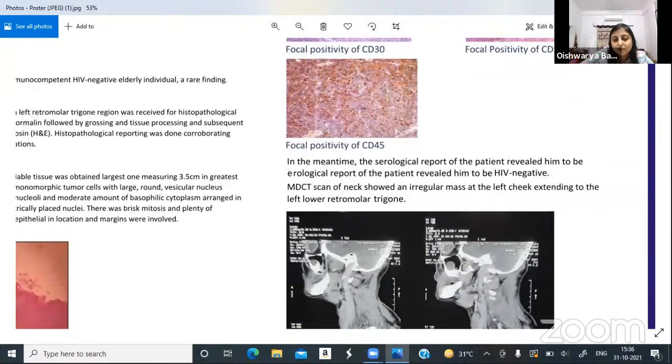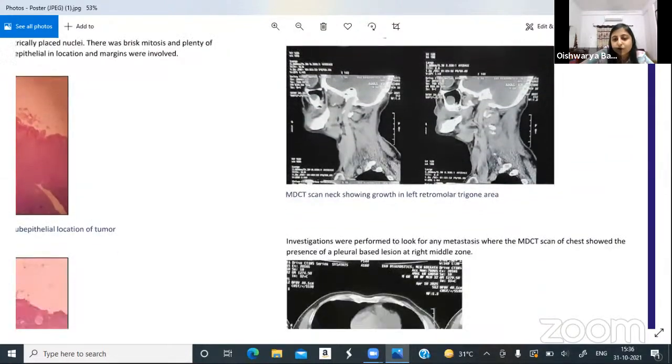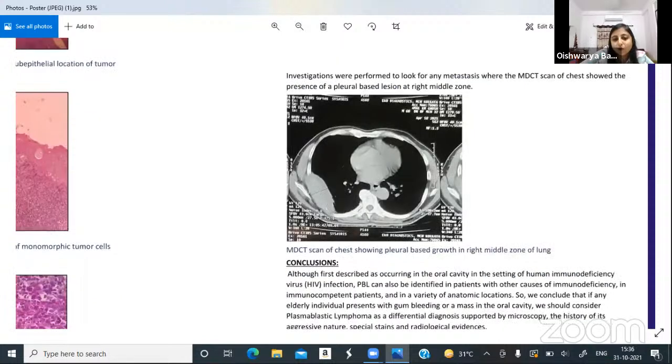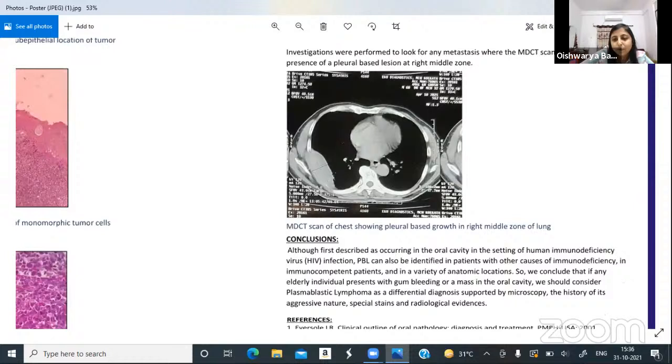To look for any metastasis, an MDCT scan of the chest was performed, and it revealed a growth in the lower right middle zone, a pleural-based growth. So I would like to conclude that although it is described as occurring in the human oral cavity in HIV positive patients, PBL can also be identified in patients with other causes of immunodeficiency and in immunocompetent patients.